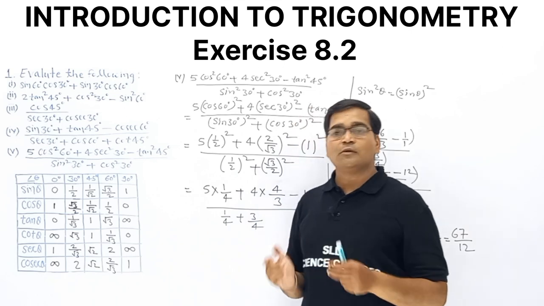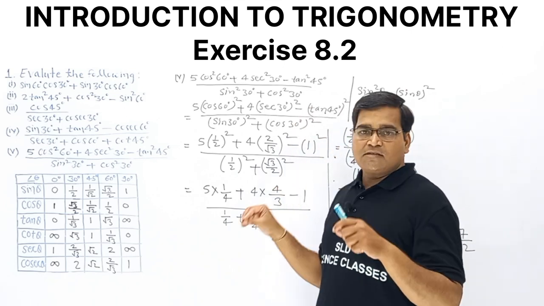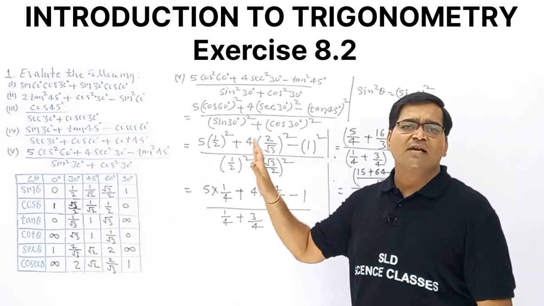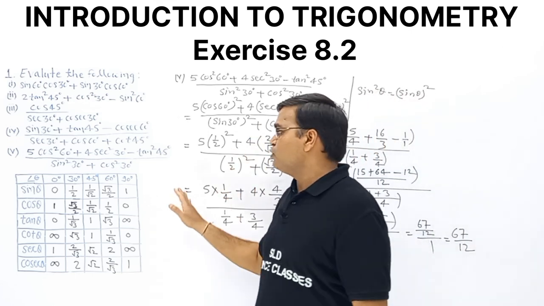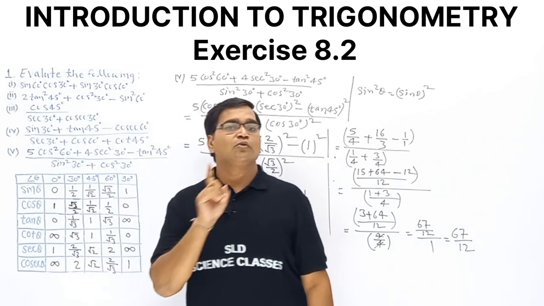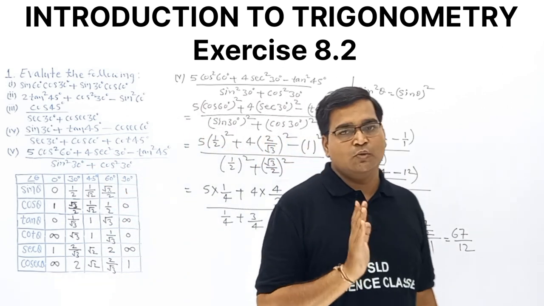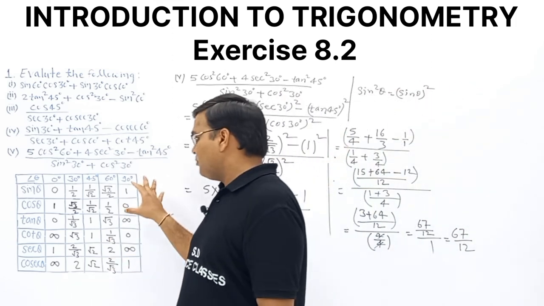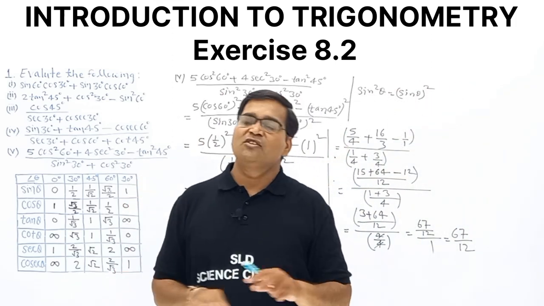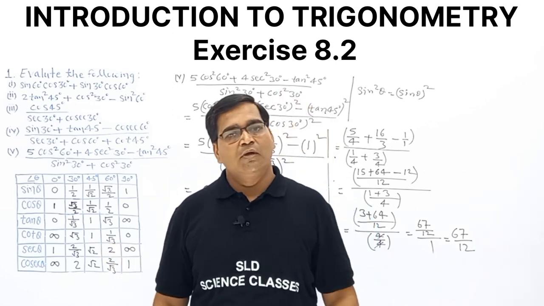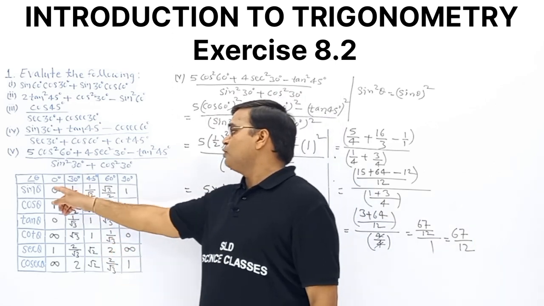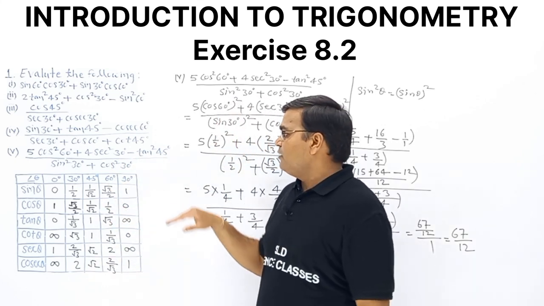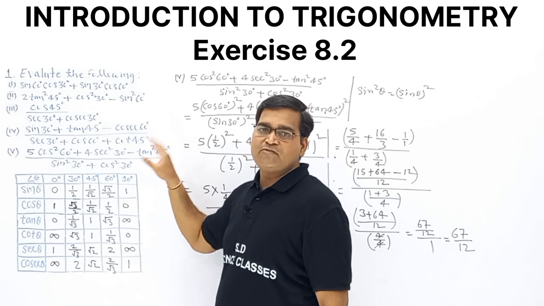So we solved all the questions in exercise 8.2. Question number 1 has 5 questions. All questions have the same process. First we should know the trigonometry ratios of specific angles: 0 degree, 30 degree, 45 degree, 60 degree and 90 degree. Memorize this table, and this table memorization is not hard. We can easily make this table once we know the values of sin theta, then automatically we can make it. Then from the table put the values and solve.